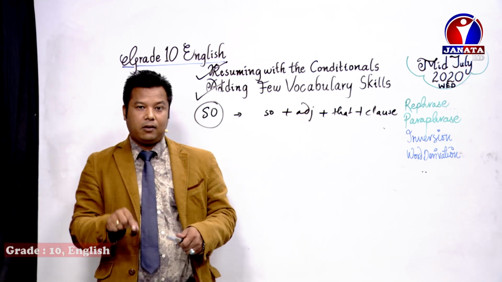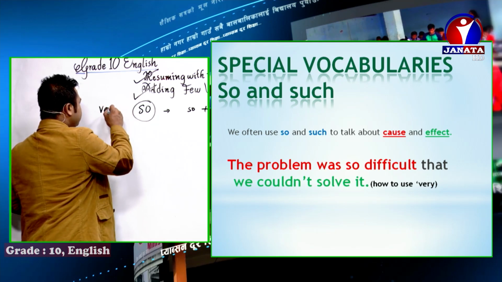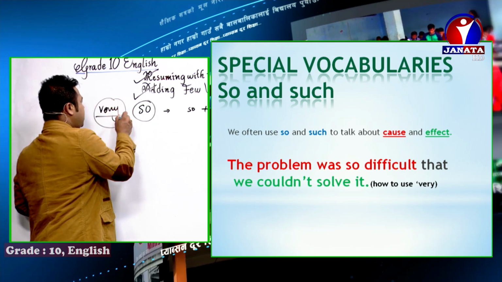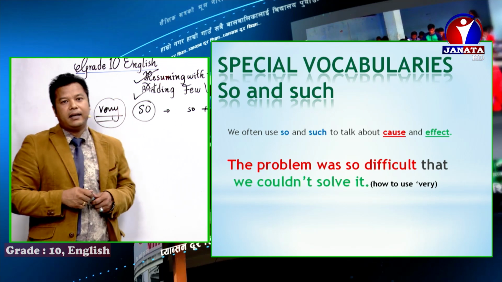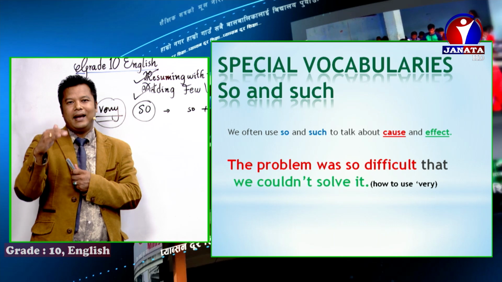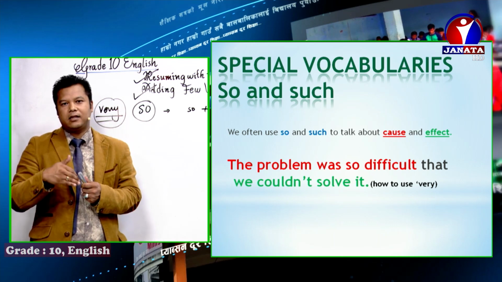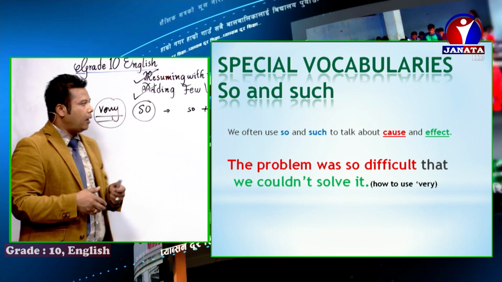Now, in the bracket on the screen, I've just written very. How is very similar or dissimilar to so? Can I say I am so hot, or I am very hot, or I feel hot, or I feel so hot? How do you say that? Which one is right?